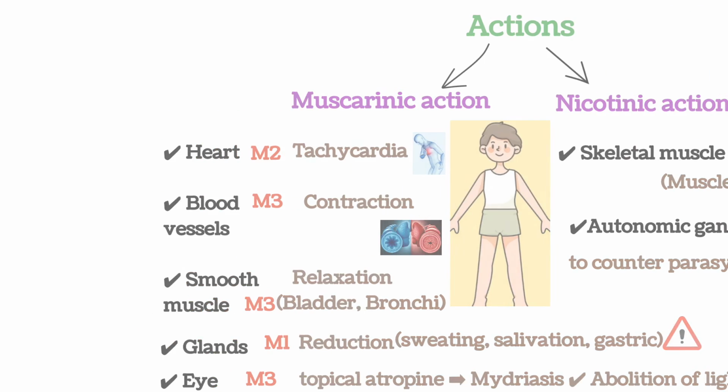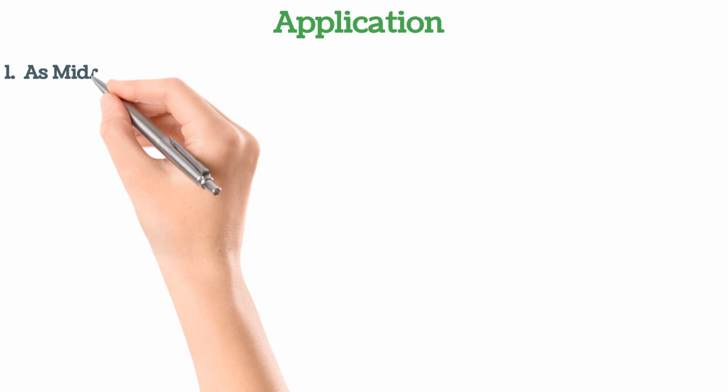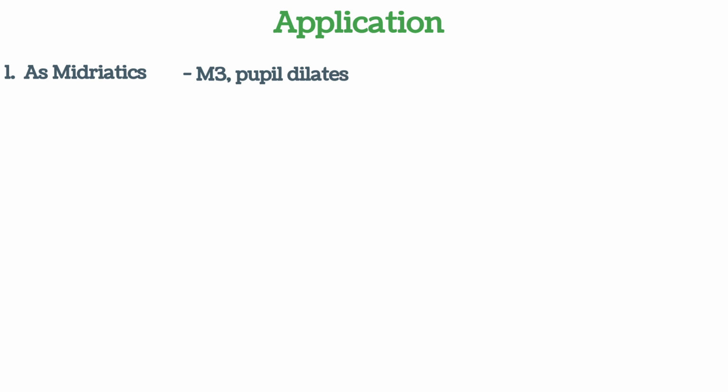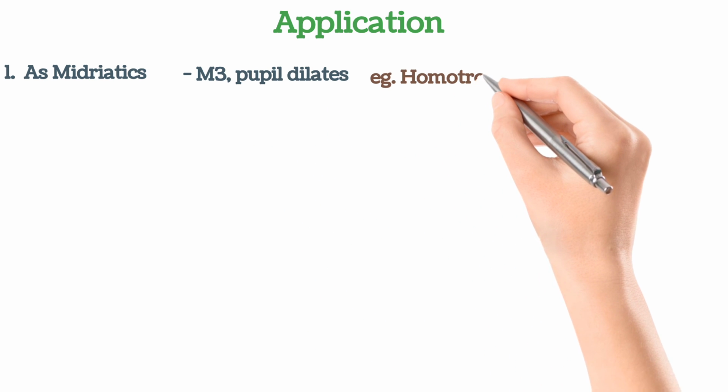Okay, the last part of this video, the application of anticholinergic drug. First, as mydriatic, there it was miotic, so it will be mydriatic through M3 receptor. It dilates the pupil, for example homatropine.